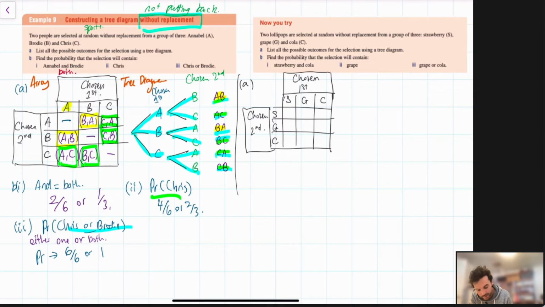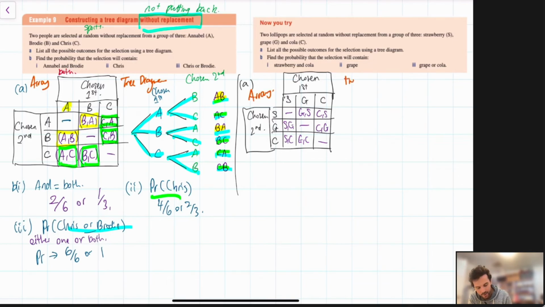Okay, now let's fill it in. SS, not possible, because it's without replacement. So we're just going to draw dashes here. We can't have those. GS, CS, SG, SC, GC, and CG. So that's us as an array. Give yourself 3 marks if you got that one there.